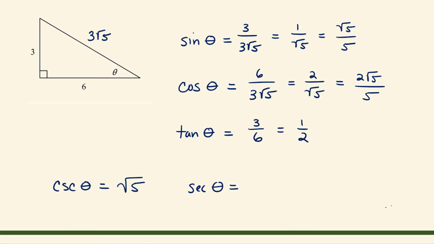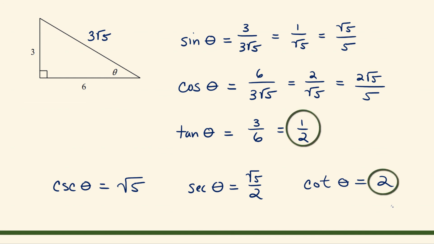Next, let's find secant theta. Secant theta will equal the reciprocal of the cosine theta, which we calculated earlier as being 2 over the square root of 5. Taking the reciprocal of 2 over root 5 gives us root 5 over 2. So secant theta equals the square root of 5 over 2. Finally, the cotangent of theta will be the reciprocal of tangent theta. Tangent theta was equal to 1/2. The reciprocal of 1/2 is equal to 2. Therefore, cotangent theta equals 2.